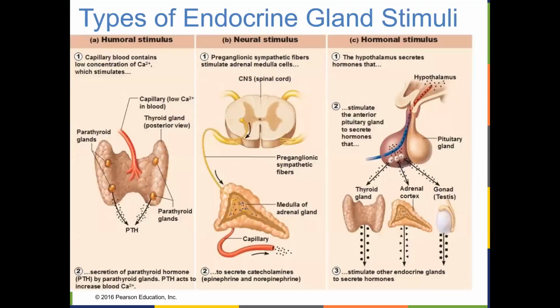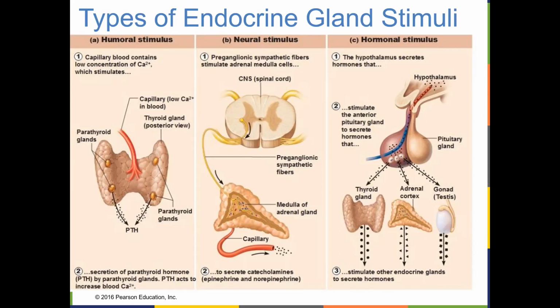So many of us are visual. This is a good illustration here. Here's the humoral stimulus on the left. Calcium levels are too low or too high, depending on what they are. If calcium level is too low, we stimulate release of parathyroid hormone from the parathyroid gland. If it's too high, we stimulate release of calcitonin from the thyroid gland. If it's too high, we lay down more bone. If it's too low, we break some bone down.